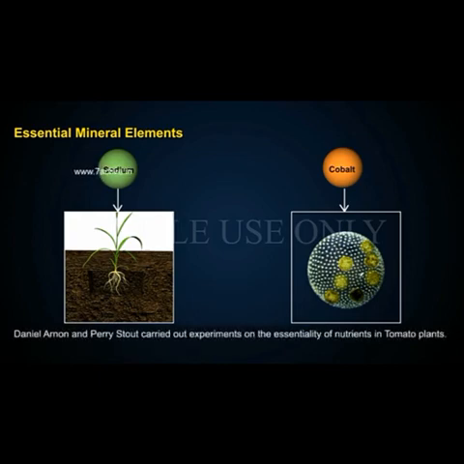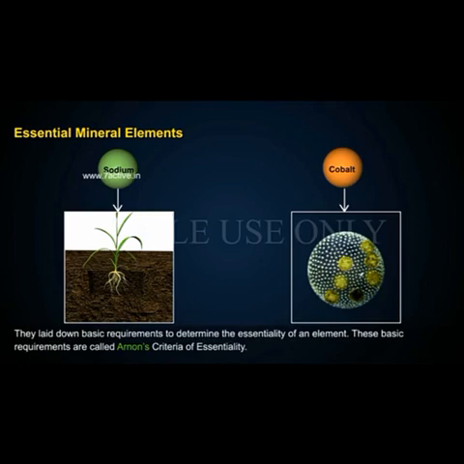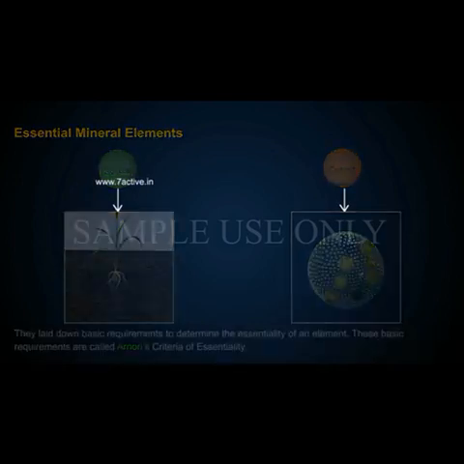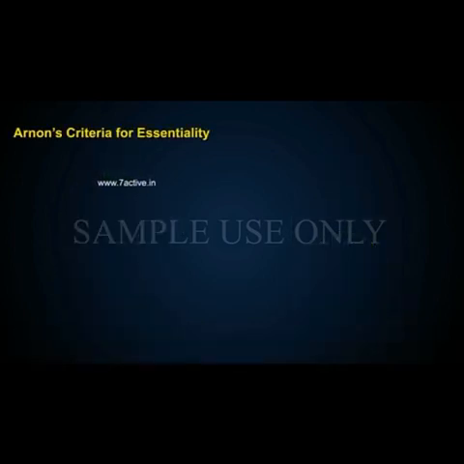Daniel Arnon and Perry Stout carried out experiments on the essentiality of nutrients in tomato plants. They laid down basic requirements to determine the essentiality of an element. These basic requirements are called Arnon's criteria of essentiality. Now let us see the criteria of essentiality.